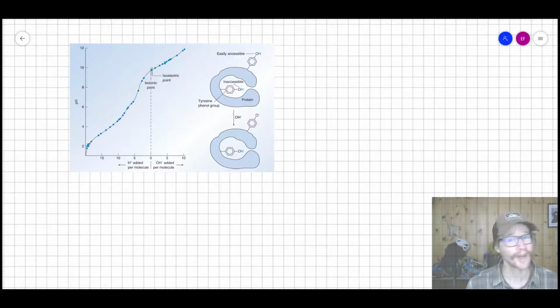negative, but remember you've got a whole bunch of amino acids on this structure, all with a bunch of different pKa's. So the isoelectric point is sort of this average where the net charge of the entire molecule, the entire enzyme, is 0. So you start there, and you can see that on the x-axis you have acid being added per molecule, and then base being added per molecule from 0, 0 being where the isoionic or isoelectric point is in the system.